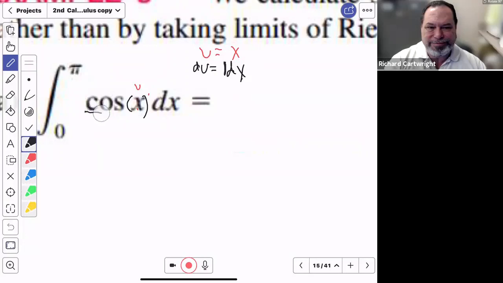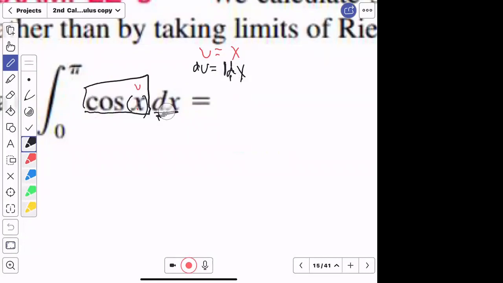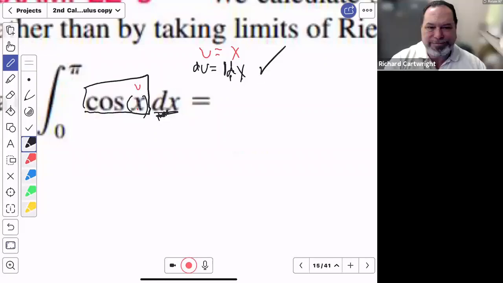Let's see, this is cosine of u. That doesn't have it. This is dx. Is that the same thing as a 1 dx? Yes. So that means it satisfies the conditions. Now you have permission to take the antiderivative. What's the antiderivative of cosine? We just did it a second ago.